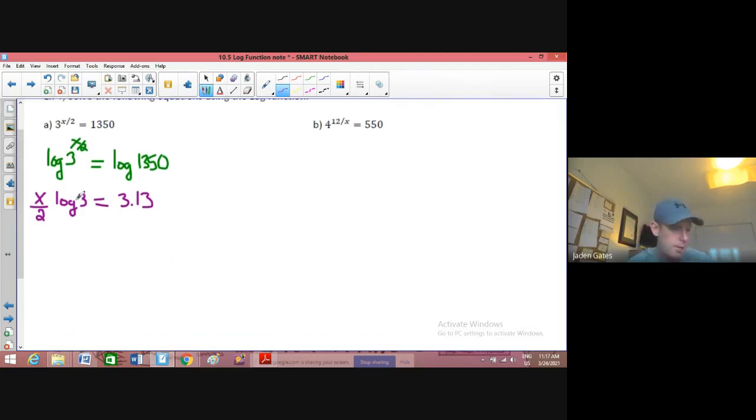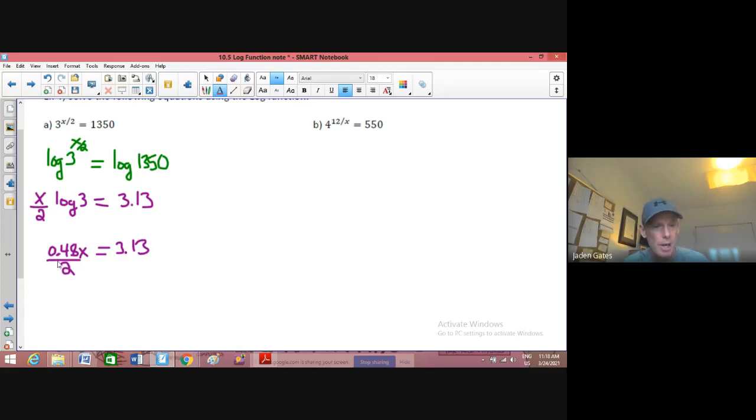Now, just a little extra step here. Log of 3, I can figure that out. When I type in the log of 3, because x is multiplying log of 3 and 2 is dividing right here, I get 0.48. And again, that log of 3 is multiplying x. Can't forget about my 2 in the bottom. Equals 3.13.